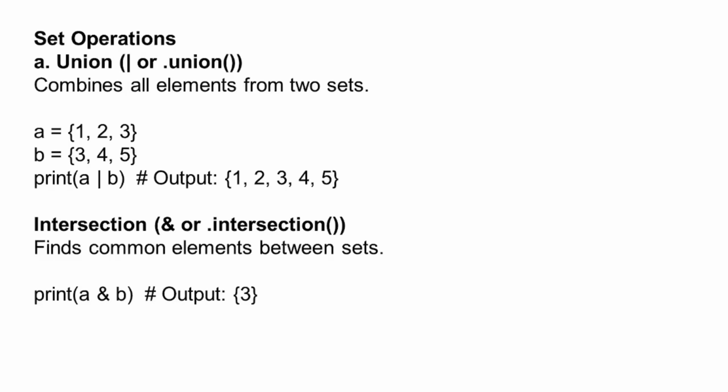Use clear to empty the set. Set operations. Union, or the dot union function: we combine all elements from two sets, for example A = {1, 2, 3} and B = {3, 4, 5}, A union B. Output: 1 2 3 4 5. Intersection, or dot intersection: find common elements between sets. Union is combining all the elements from two different sets. Intersection finds the common elements.